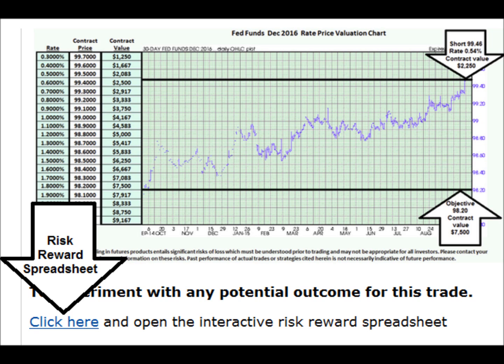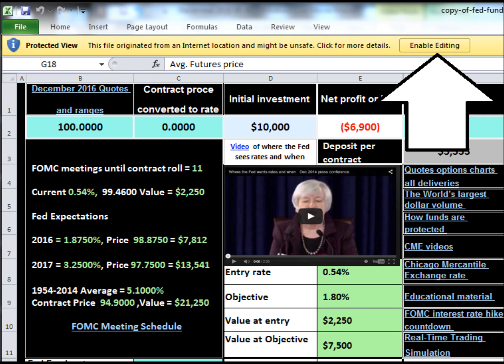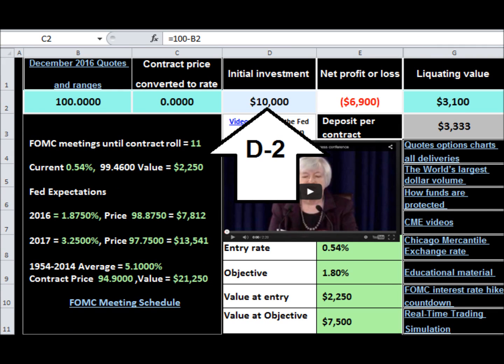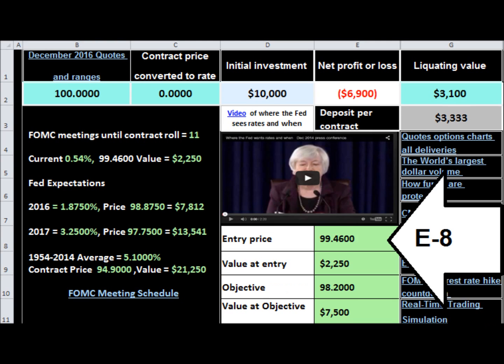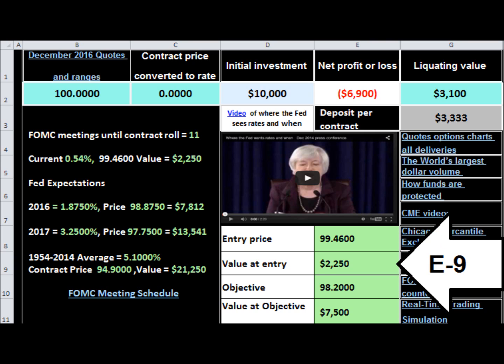Let's get started by opening the interactive risk-reward spreadsheet. You'll find the link directly above this video. Once the spreadsheet opens, enable editing. The first thing I'm going to do is decide on an initial investment amount and enter that in cell D2. In this case, I've used $10,000. Next, I'm going to enter my entry price in cell E8. In this case, 99.46. 99.46 represents a contract value of $2,250 shown in cell E9.